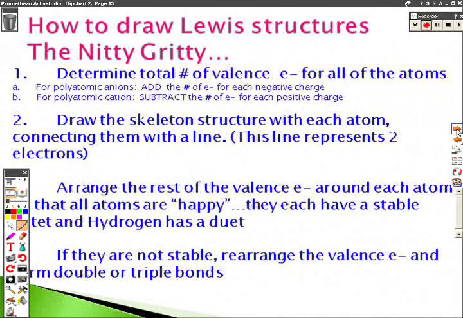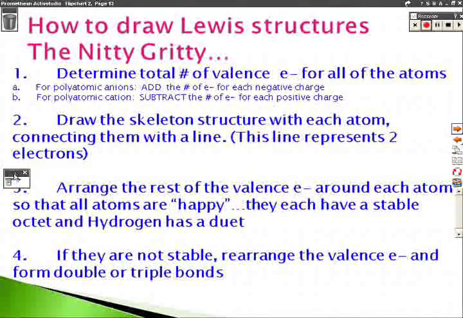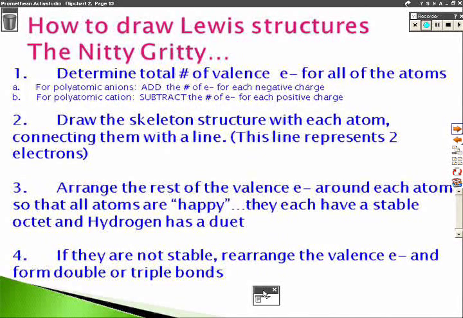Now, you've already written these rules down. I'm going to shut this right here and move this over here. I'm going to talk to you about it real quick. We need to determine the total number of valence electrons for all the atoms. We're going to do these step by step with examples. That's step 1. Step 2 is to draw a skeleton structure.